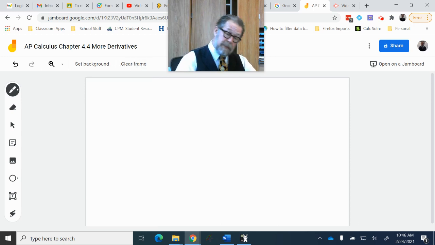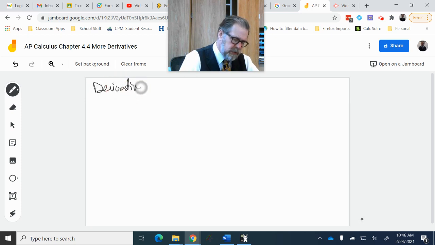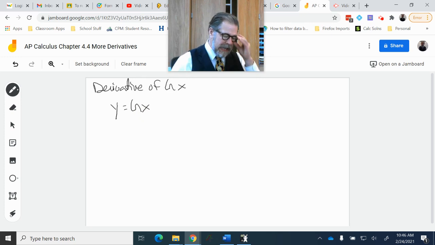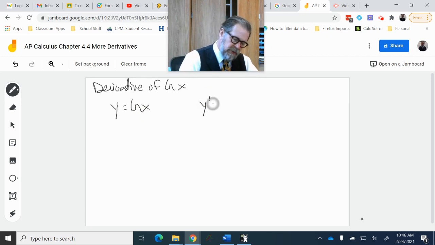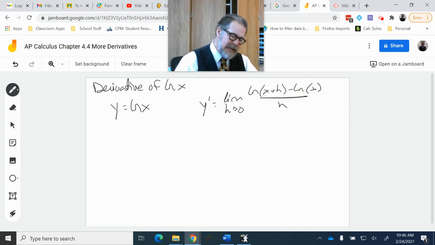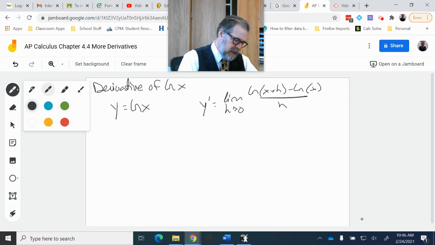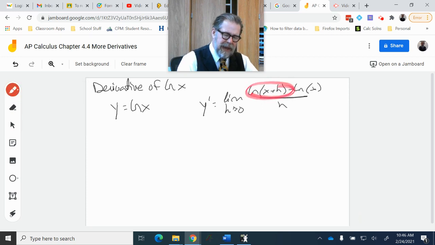Today's topic is the derivative of natural log of x. We know that y is equal to natural log of x. Now we could use the definition of derivative. The derivative is equal to the limit as h goes to 0 of natural log of x plus h minus natural log of x, all divided by h. The problem is we don't really have any way to do anything with that. We don't have an expansion, so it doesn't really help us very much.